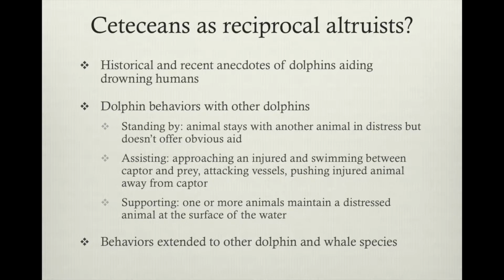And then the third kind of behavior is really the one that's the most intensive. This is what we call supporting. This is where one or more dolphins will maintain a distressed animal at the surface of the water. Why is this so important? Well, of course, dolphins are mammals, which means they breathe what? Right, they breathe air. So in this case, where they're not able to get themselves to the surface, they're going to suffocate if they don't have other animals that are able to help support them.